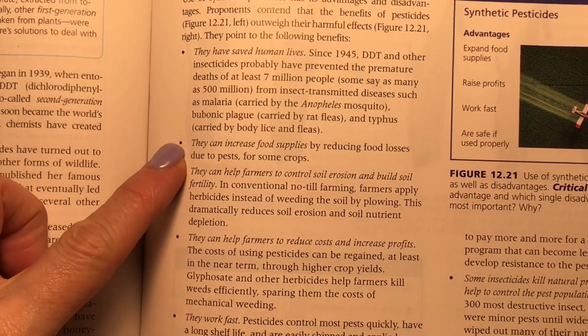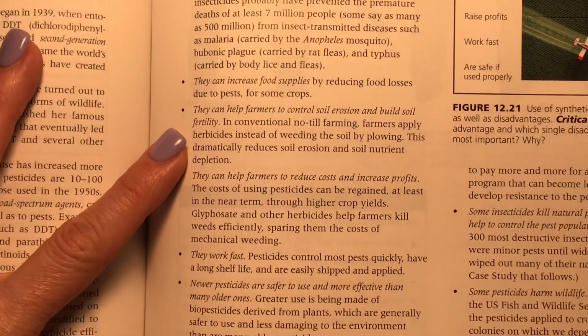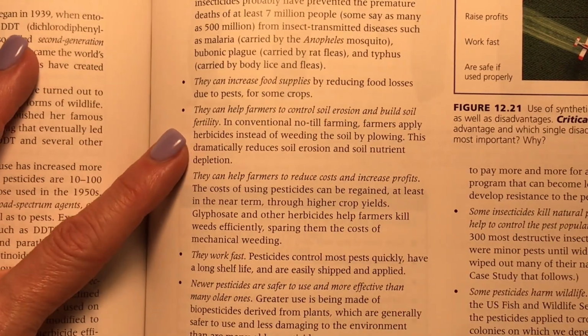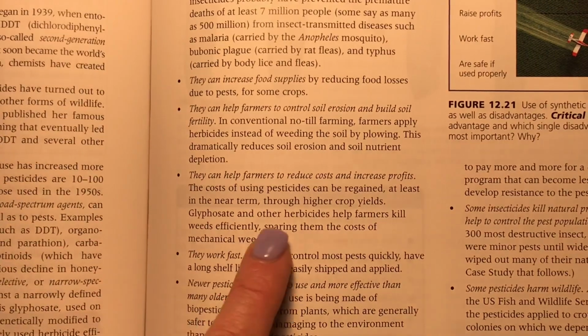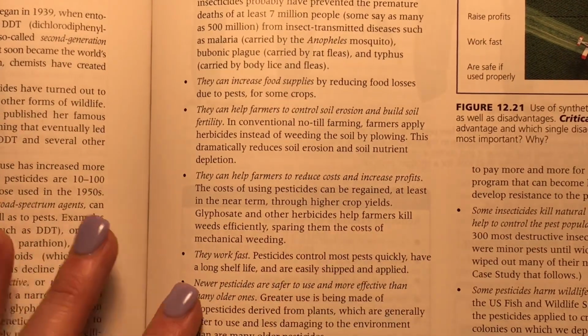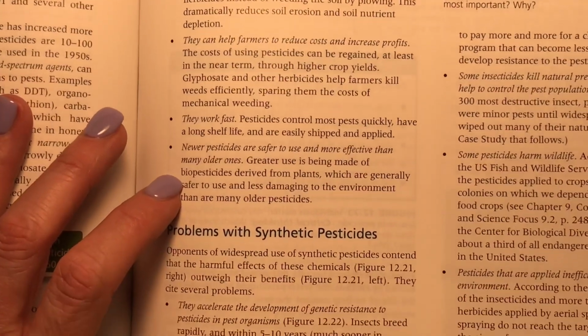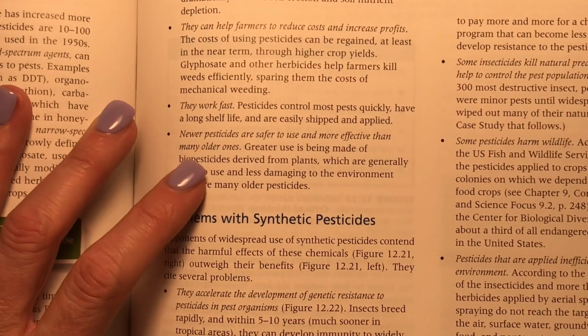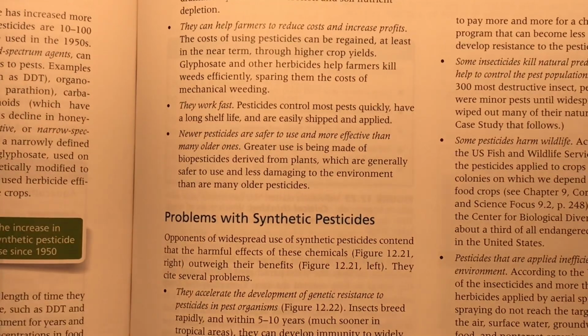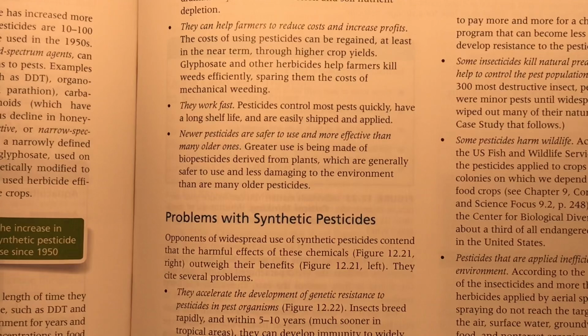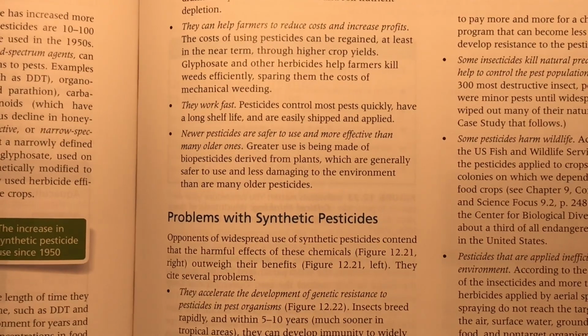Increases food supplies, again, very important for folks who are starving. If you keep your plants around, then that means that you have less soil erosion. Reduced crossing, works fast. Newer pesticides are safer to use. This is absolutely true. We are finally creating pesticides that do what they're supposed to do. A lot of times, instead of killing the organism, they will disrupt its life cycle.